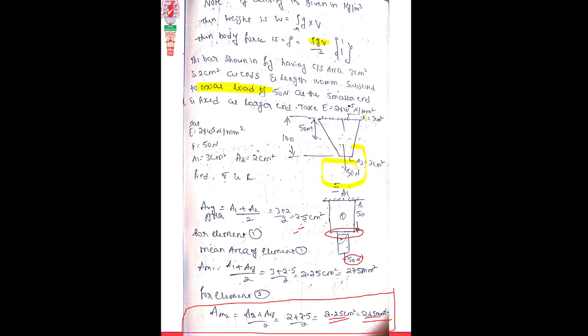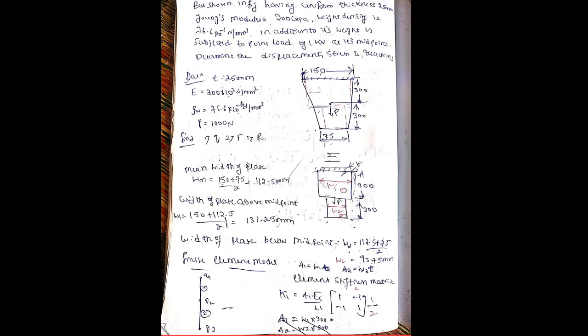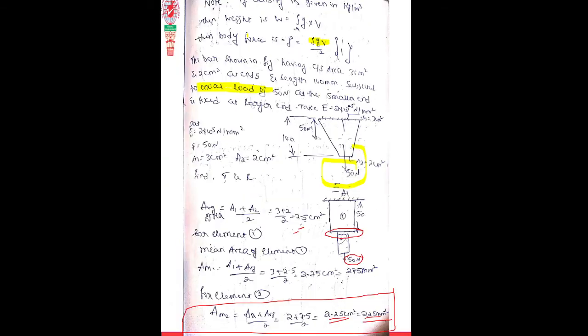Why? Because they have not given the density value. In the previous case, they clearly mentioned the weight density value, 76.6 into 10 power minus 6 Newton per mm cube. That's why we took both body force and axial force. But in this case also there is a body force acting, but you cannot find it because rho W is not given. Therefore, we need to neglect it. It is subject to only axial force. Therefore, my global force vector becomes very simple.